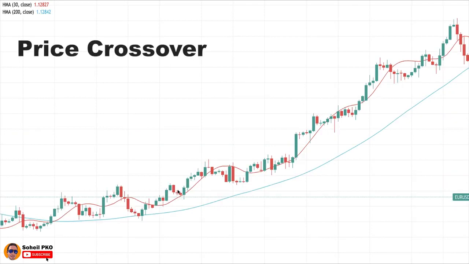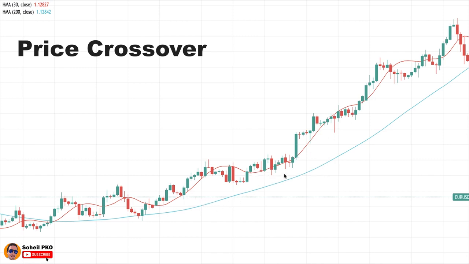We can use the Hull moving average for buying or selling signals simply when it's crossed. When the price moves above the moving average line, this is considered bullish, and when the price moves below the moving average line, it's considered bearish. But this generates many false signals, especially when the market is flat, and a better and safer way to trade based on price crossovers is to also have a longer moving average that shows us what the overall trend is, so we trade in the direction of the market.